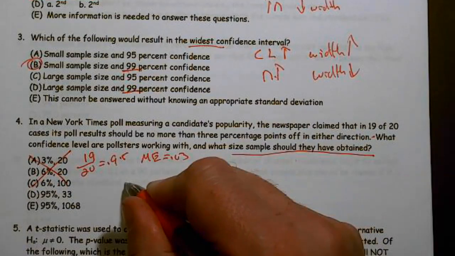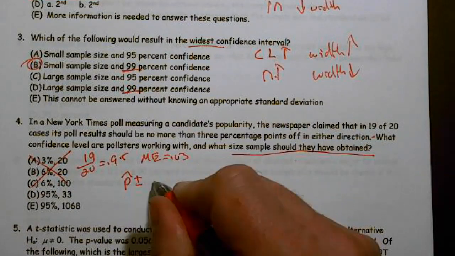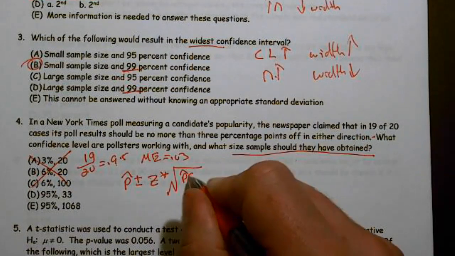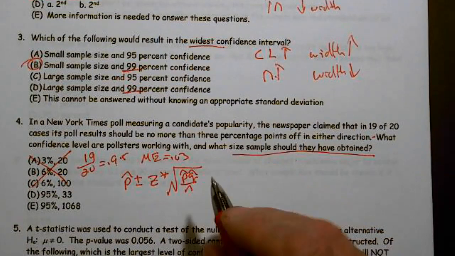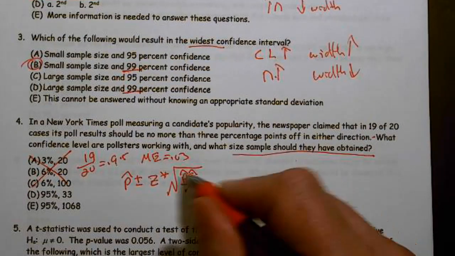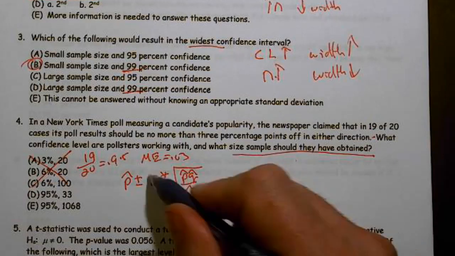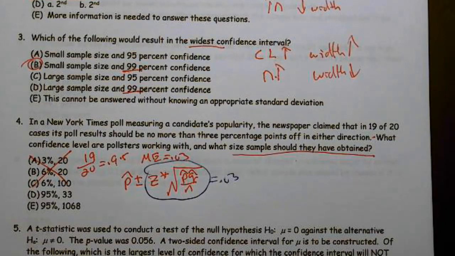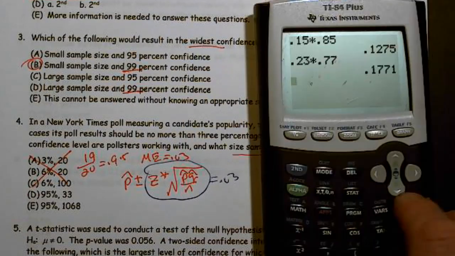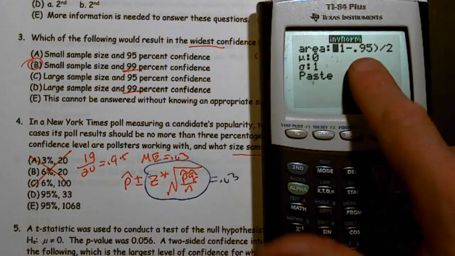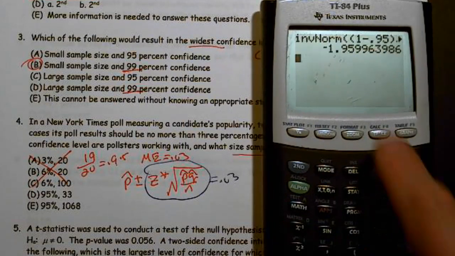So I'm going to need to go back to my formula, which is p hat plus or minus z star times the square root of p hat q hat over n. And what they told me here is that we are working with 0.03. So this part right here equals 0.03. And I'm going to need to look up my z star. So second vars, inverse norm. So 95%. And I end up getting a z star of 1.96.